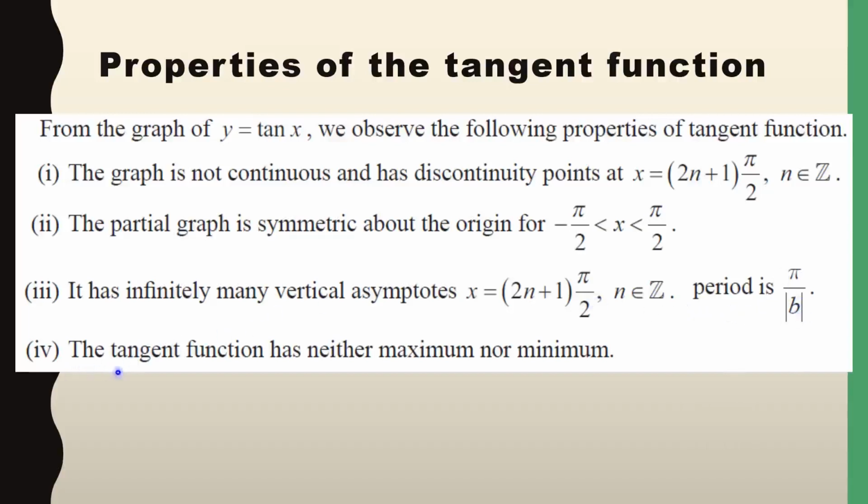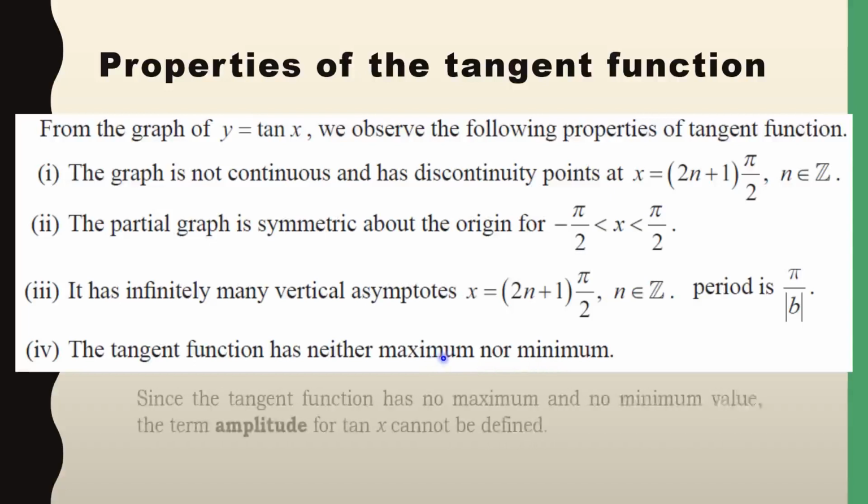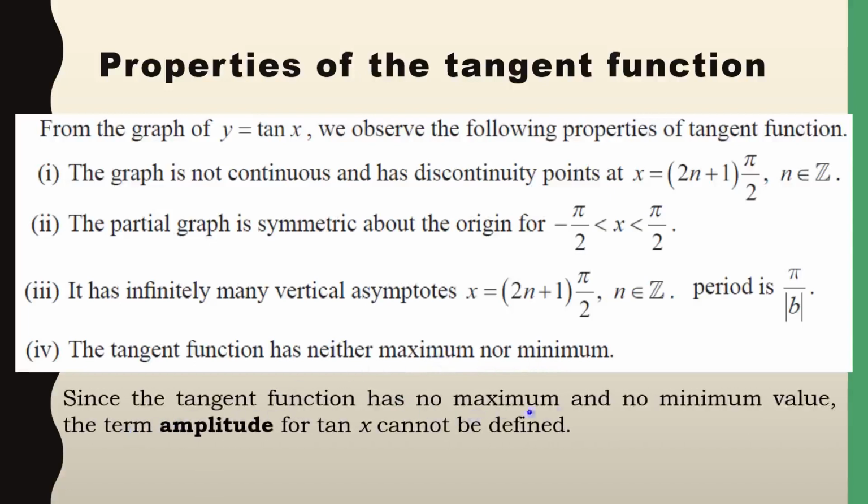Fourth point is the tangent function has neither maximum nor minimum. That is, this function has no maximum value and no minimum value. That is, it goes from minus infinity to plus infinity. Since the tangent function has no maximum and no minimum value, the term amplitude for tan x cannot be defined. In the sin function we saw the formulas for amplitude and period. So here, the amplitude cannot be defined.